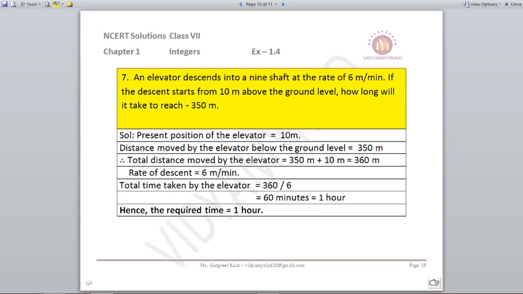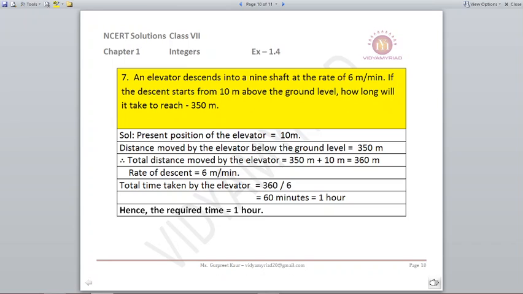Question number 7. An elevator descends into a mine shaft at the rate of 6 meters per minute. If the descent starts from 10 meters above the ground level, how long will it take to reach minus 350 meters? What is the present position? It is 10 meters above the ground level. Now, the distance moved by the elevator below the ground level, how far has it gone below? 350. So what is the total distance? 10 meters up and 350 meters down. So the total is 360 meters.